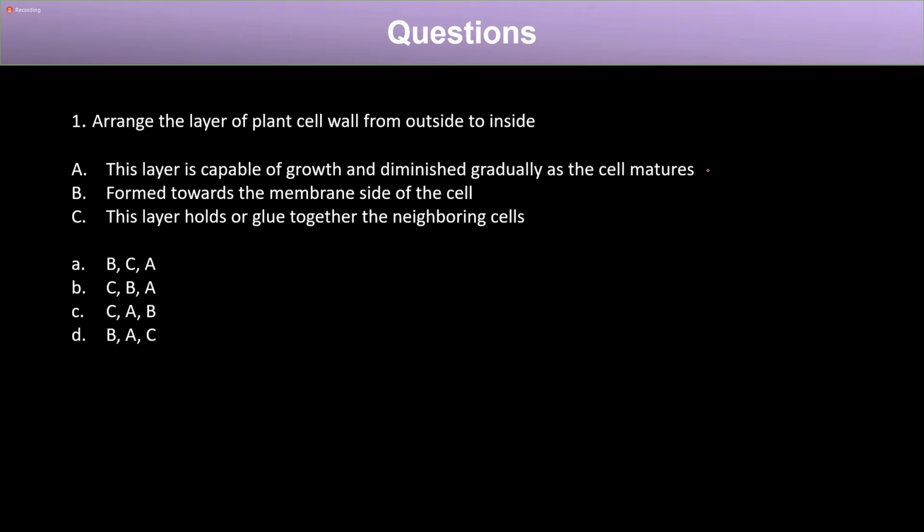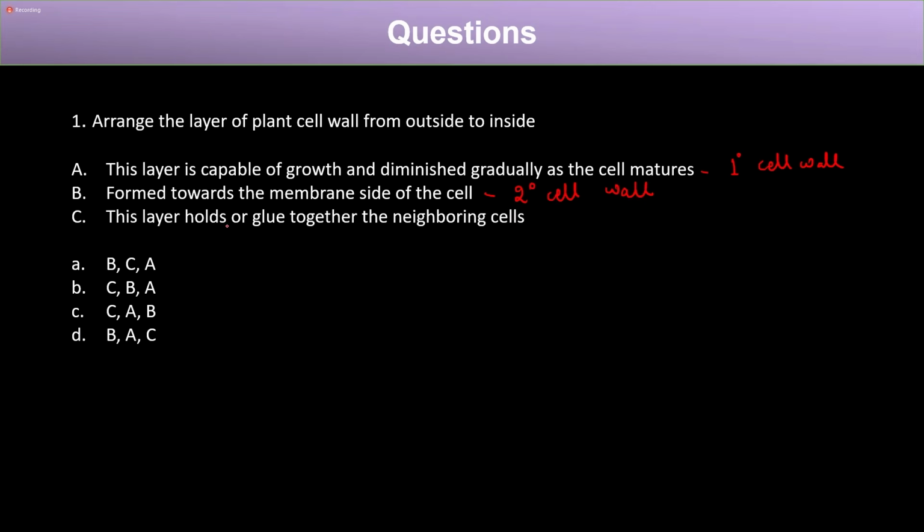Let's first write down the first layer. It is written that this layer is capable of growth and diminishes gradually as the cell matures. So this was the primary cell wall, which slowly diminishes as the cell matures. Now the second option: it is formed towards the membrane side of the cell. Which layer is formed towards the membrane side? It was the secondary cell wall.